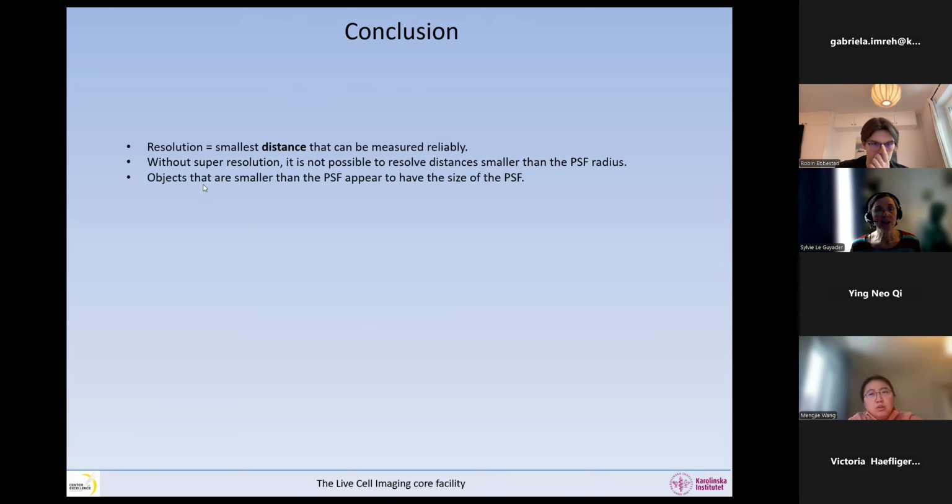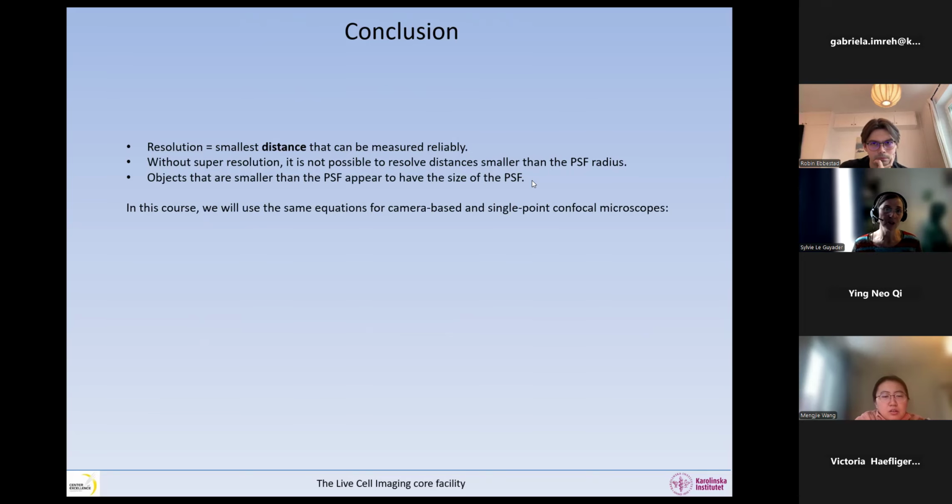And the objects that are smaller than the point spread function appear to have the size of the point spread function. So it's not possible for the microscope to measure objects that are smaller than the point spread function. They all look like they have the size of the point spread function.